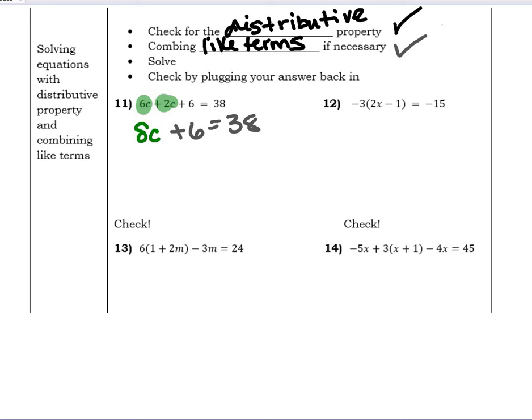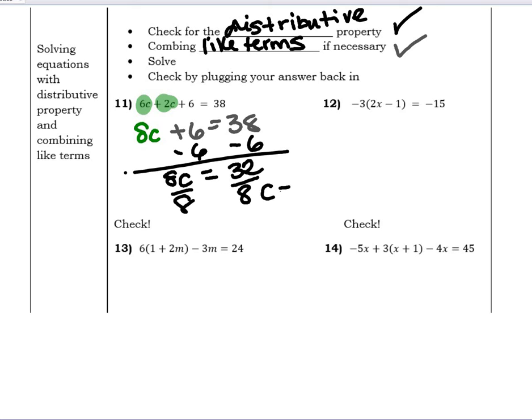And then it just goes back to solving a two-step equation like you guys did earlier. I am going to remember to subtract 6 from both sides because it is a positive 6 and we want to create that 0 pair. So that leaves me with 8c is equal to 32. And since 8 and c are being multiplied together, I'm going to go ahead and divide because that is the inverse operation. So that's going to give me c is equal to 4.